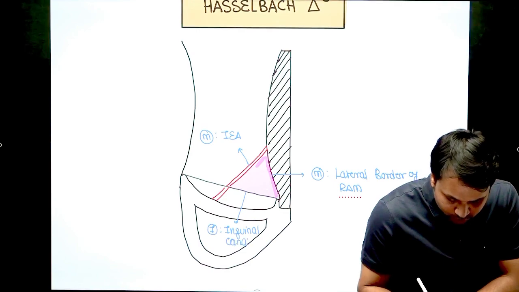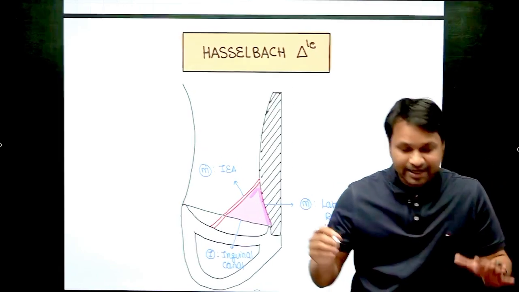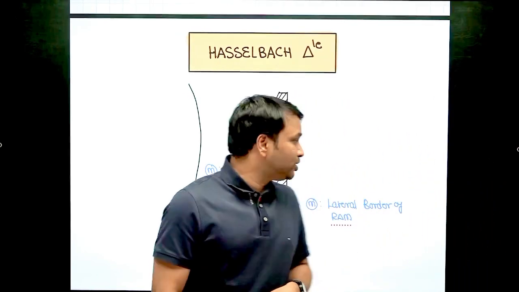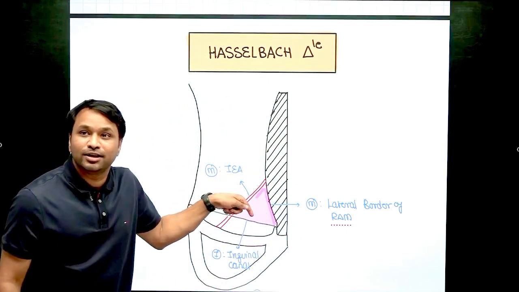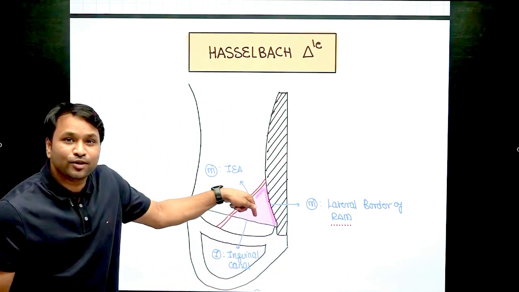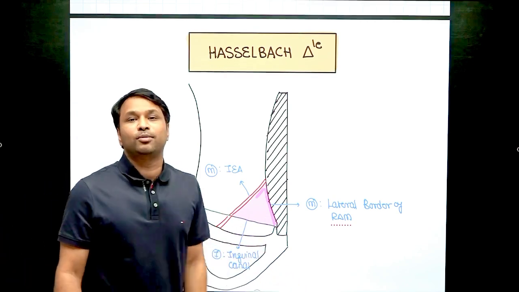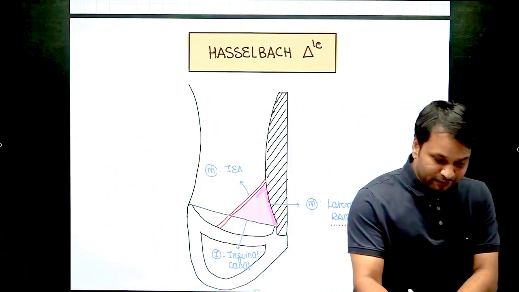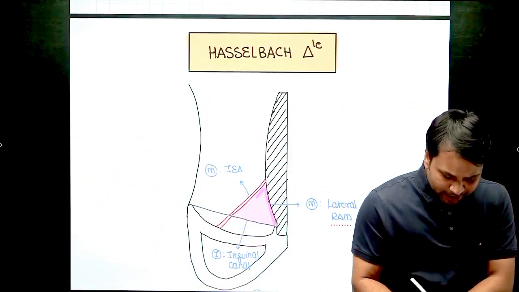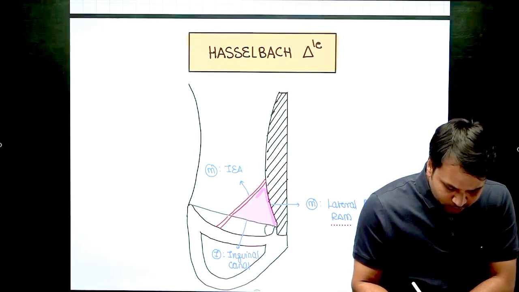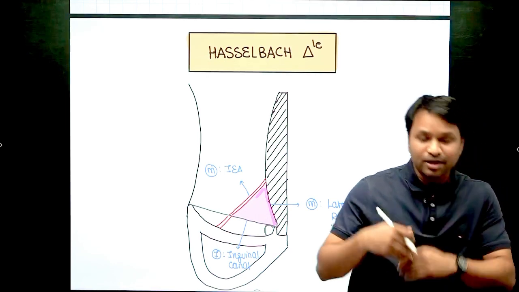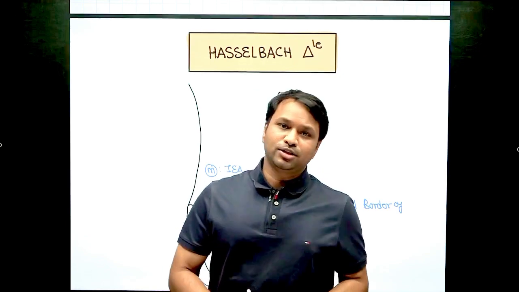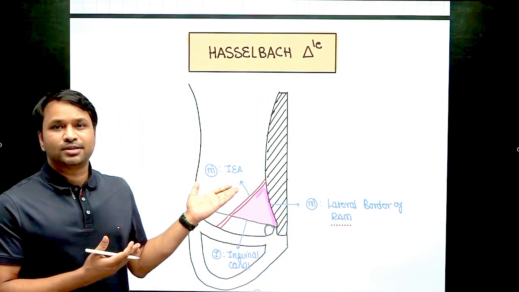And as we all know, Hasselbach's triangle is the area of weakness through which your direct inguinal hernia will push out, right? The entry point for direct inguinal hernia is here, and then it is going to come out from the superficial inguinal ring. If you want to conclude it, this inguinal canal, this is your superficial inguinal ring that is present. The posterior wall is made up of fascia transversalis, and that's your Hasselbach's triangle.